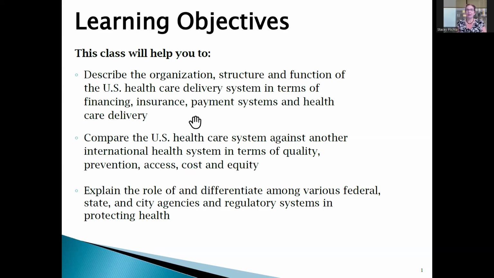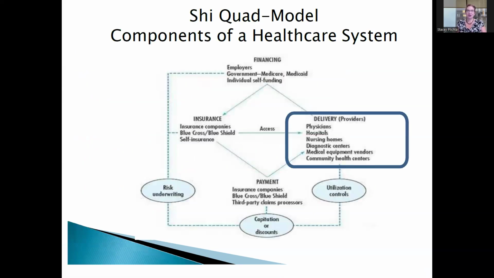In particular, if we think about our SHE-Quad function model, we started off with financing. Remember, in order to have healthcare, we have to pay for it. So we got a big bucket of money. Most of that went to insurance through a payment mechanism to delivery to the providers, and some of it went directly to the providers via things like co-pays and co-insurance. So today we are talking about the part of delivery for primary and secondary care that involves the providers.